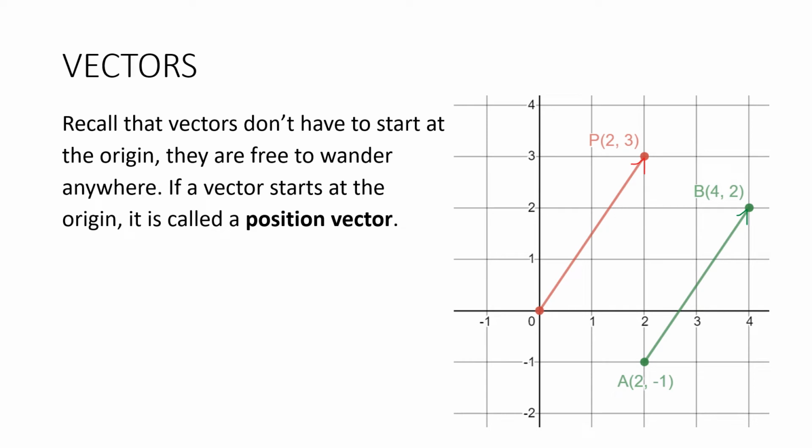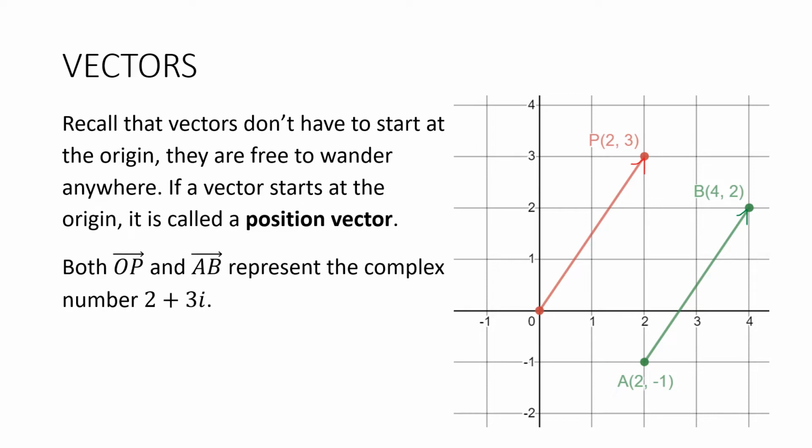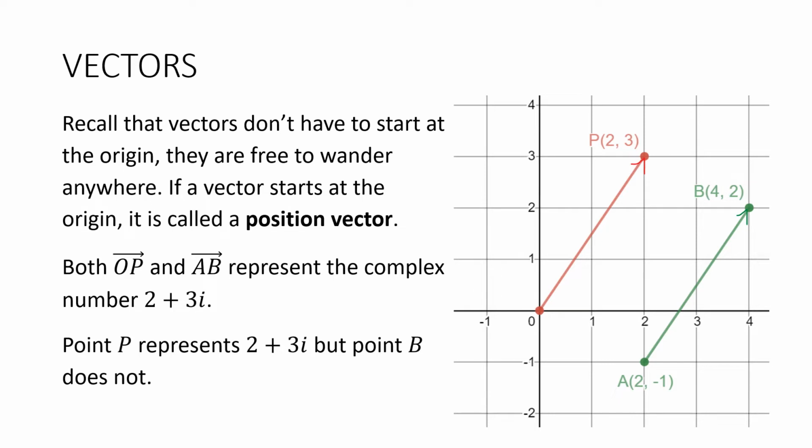But recall that vectors don't have to start at the origin. They're free to wander anywhere. If a vector starts at the origin, it's called a position vector. Now in this case here, the vectors OP and AB both represent the complex number 2 plus 3i. However, point P represents 2 plus 3i, but point B does not.